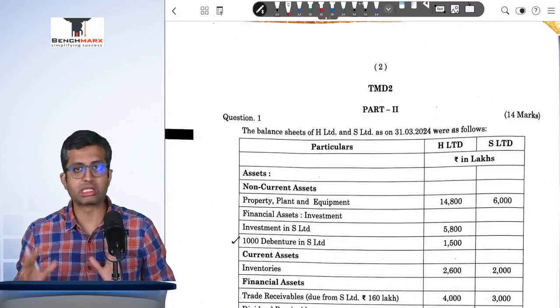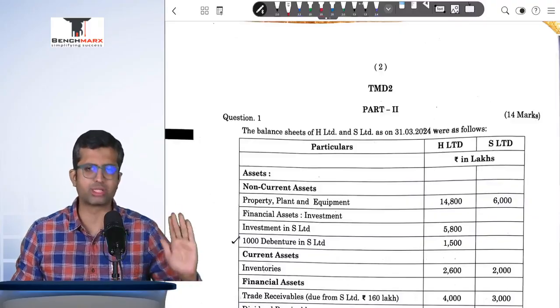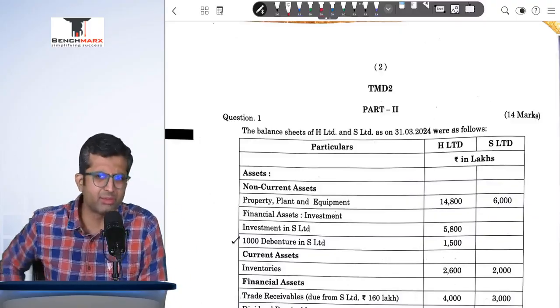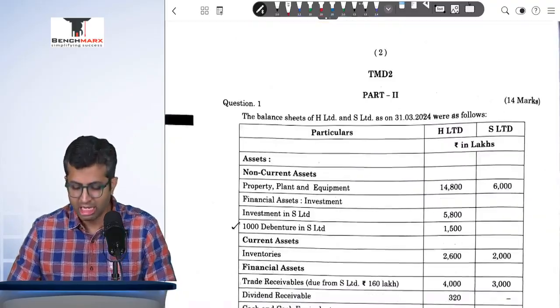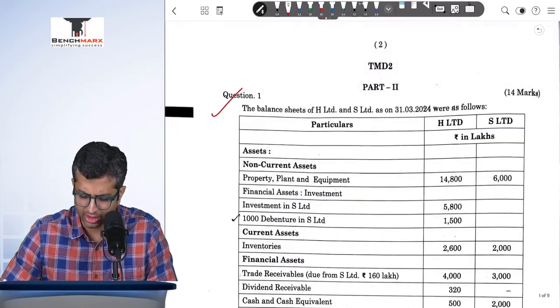So we'll discuss the November 24 exam question number 1. It is largely a question based on similar lines. There might be an adjustment or two which is different, but let's try to address this question. Okay. So this is the compulsory question. Let us review this.